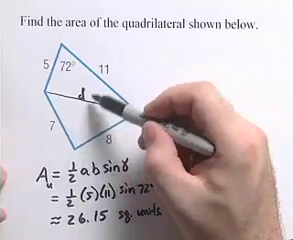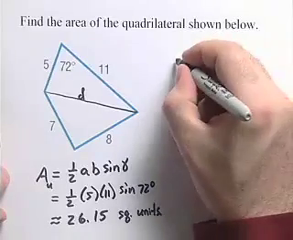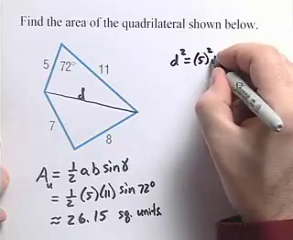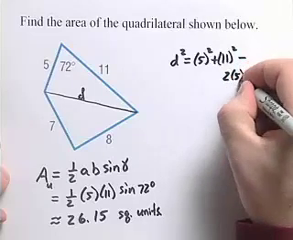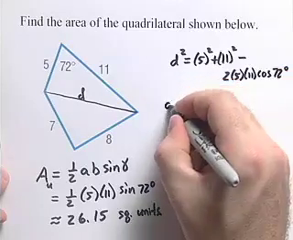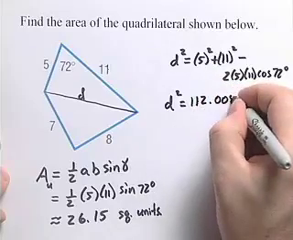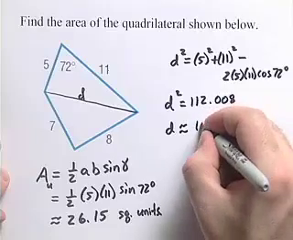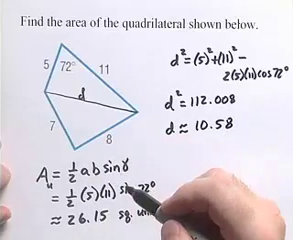Next, we'd like to find this value for D, the length of this diagonal. To do that, we're going to use the law of cosines. We'll have D squared is equal to 5 squared plus 11 squared minus 2 times 5 times 11 times the cosine of 72 degrees. If we evaluate that, we'll get that D squared is equal to about 112.008. And taking the square root gives us that D is approximately 10.58.